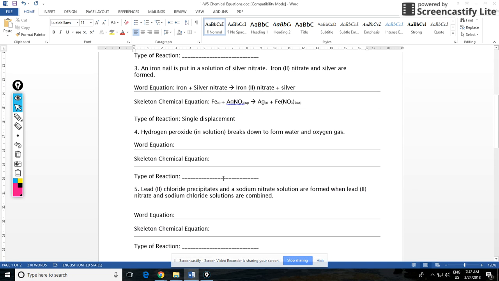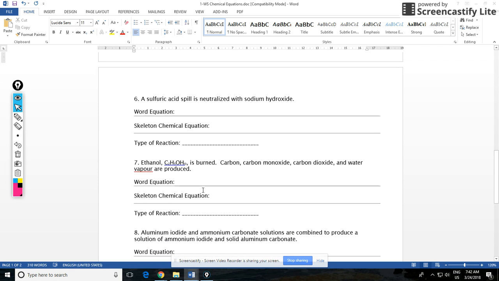Let's go and try this one over here. Students have trouble with this one because they don't know how to identify the reactants appropriately. So if you look over here, we have C2H5OH is burned. And then we see the products here, carbon monoxide, carbon dioxide, and water vapor are produced. So our first reactant, most students can get this, is ethanol.